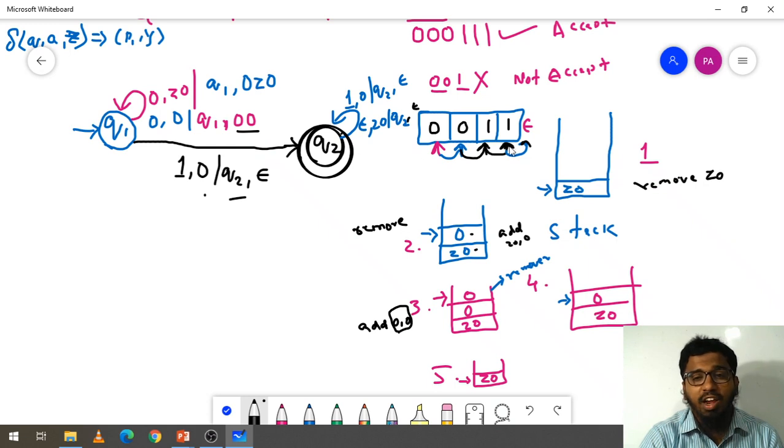From Q2, where is the header now? Our header is at the last one. So here Q2 1 comma 0. What is 0? 0 is the top symbol in the stack. Whenever we have 1 0, we will get Q2 epsilon. After finishing this string, the last will be epsilon. When epsilon is there, it should go to z0, and then it will go to the final state.